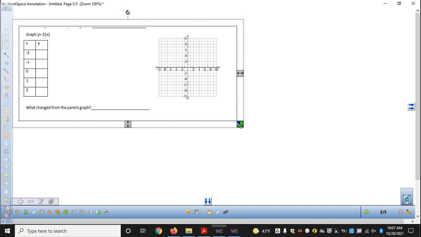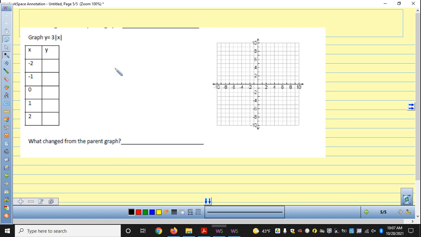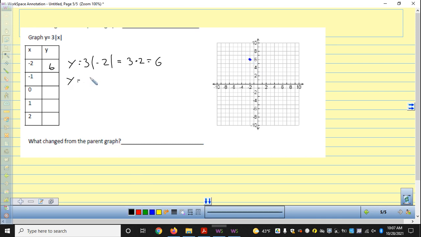This time we have y equals 3 times the absolute value of x. So we're just going to plug in and calculate. So y equals 3 times the absolute value of negative 2, which is 3 times 2, which is 6. So we get a point of negative 2, 6. Y equals 3 times the absolute value of negative 1, which is 3 times 1, which is 3. Here we get 3 times the absolute value of 0, which is 3 times 0, which is 0.